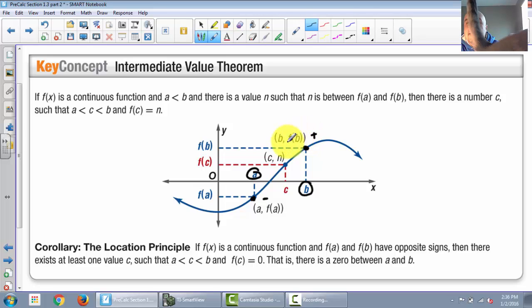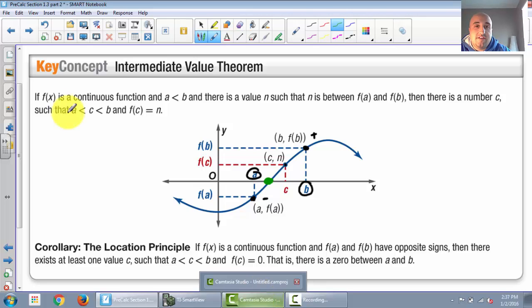What this is saying is that if you plug in a and it's negative, and then you plug in b and it's positive, there has to be some zero in between there. It has to cross the x-axis. If you get a negative for one number and a positive for another one, there has to be a zero in between. That's all it's saying.